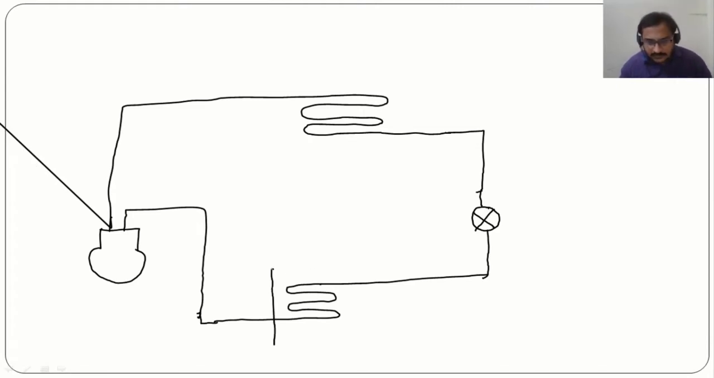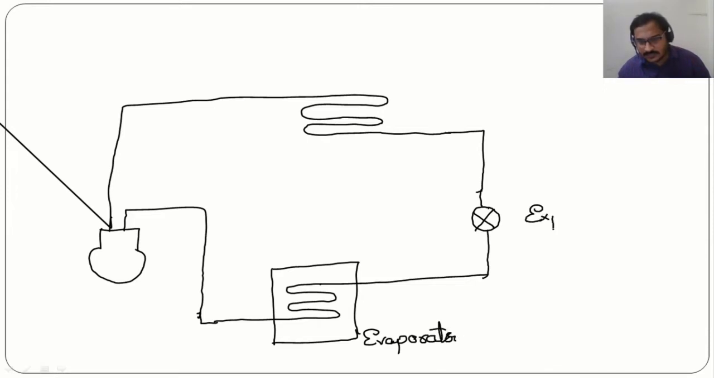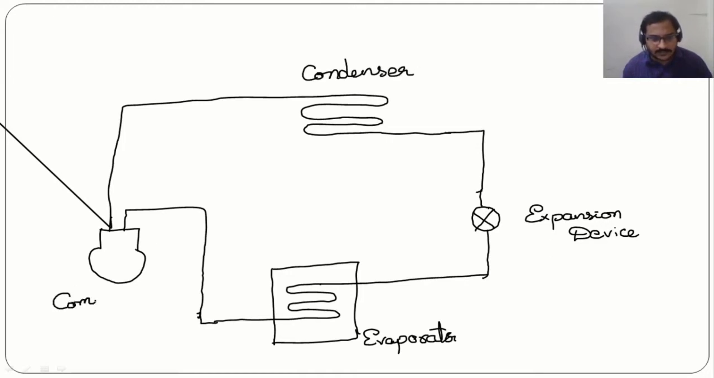Now, so this is the evaporator, here is the expansion device, this is the condenser, and here is the compressor. Now within the evaporator we will keep the products that are to be cooled.